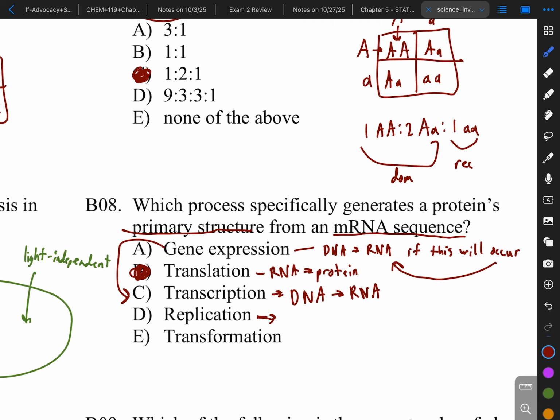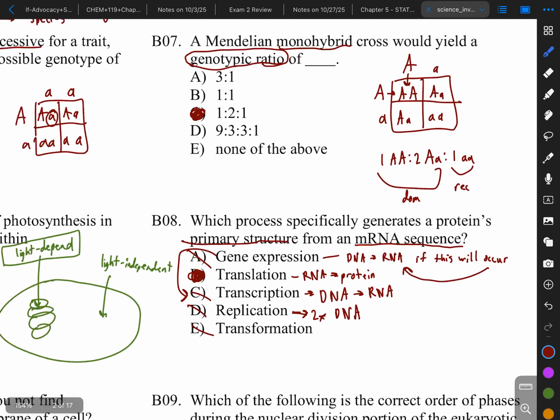Replication is just like the name says, duplicating the number of DNA. So you're duplicating the DNA. And transformation, this is more of a bacterial thing. It's when bacteria uptakes DNA from its environment. So all these option choices, except B, have nothing to do with generating a protein from an RNA. So the answer to number 8 would be B.